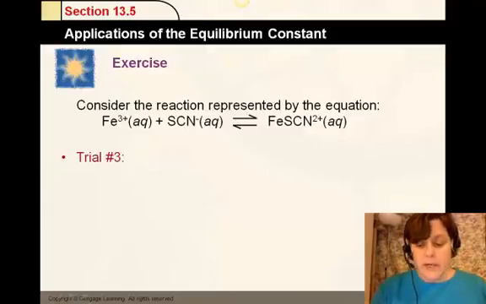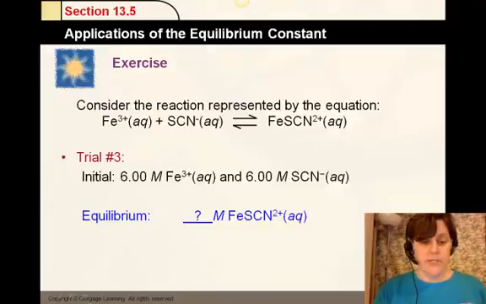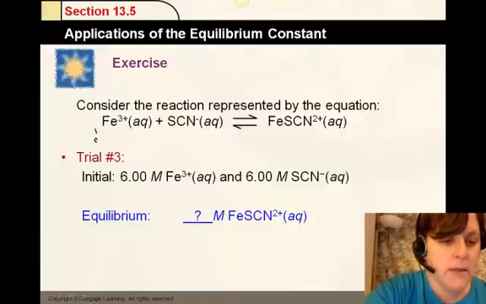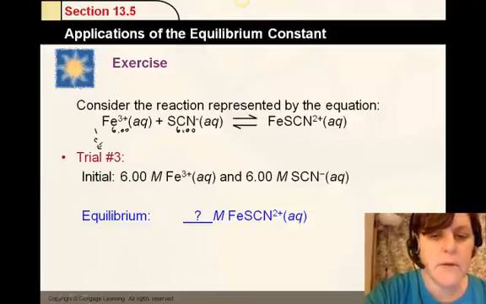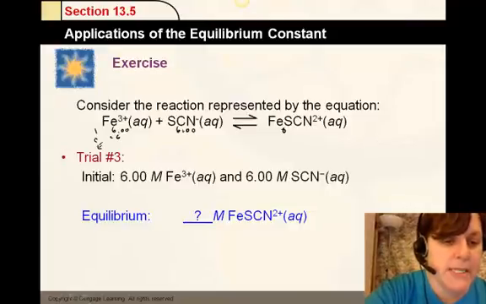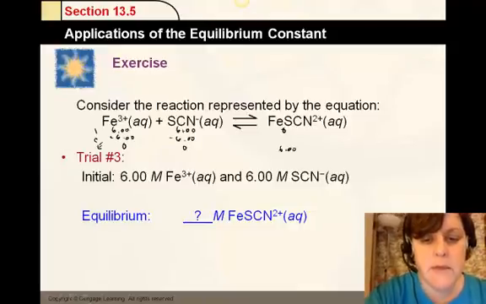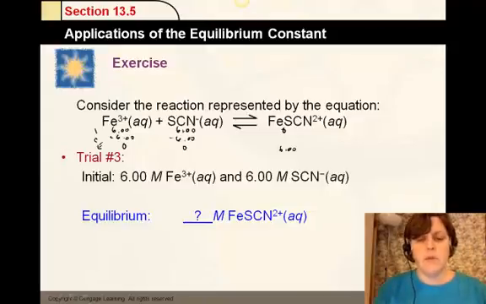Same situation here. However, we have 6 molar of both reactants. And the question is, what is the concentration of FeSCN? If we use ICE again, and we use 6, and 6, and 0, and we assume the entire thing goes to completion, which means you'd be subtracting 6, and you'd have no reactants. You'd be producing 6 molar FeSCN.